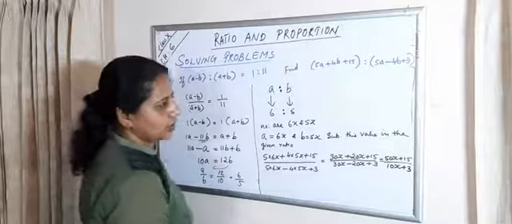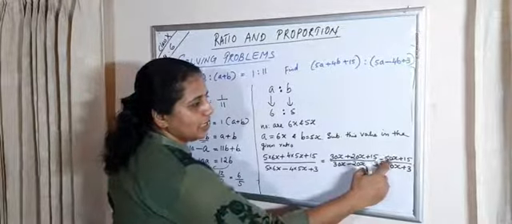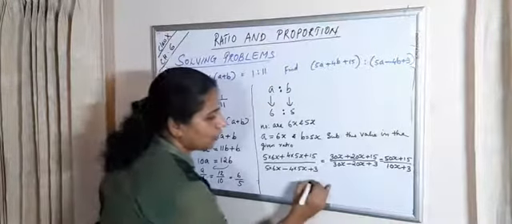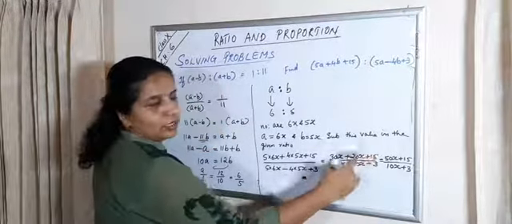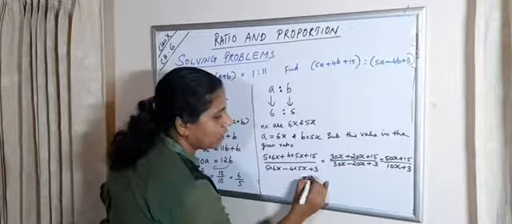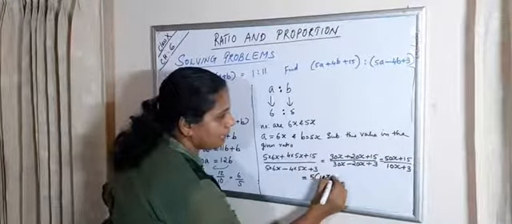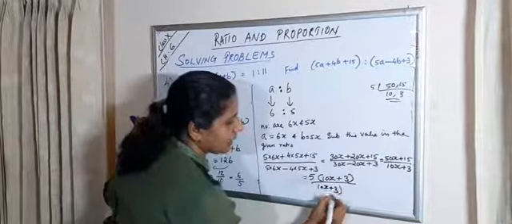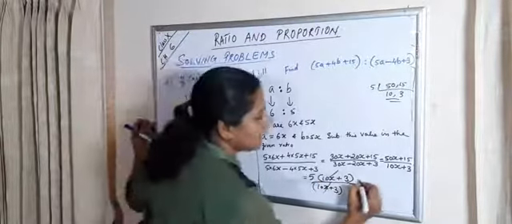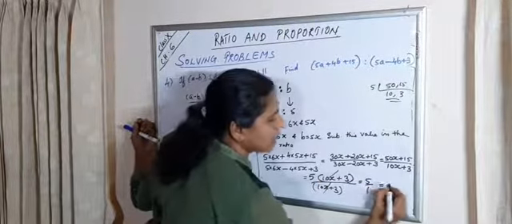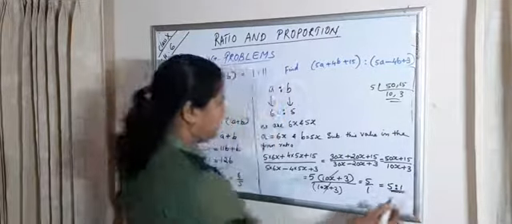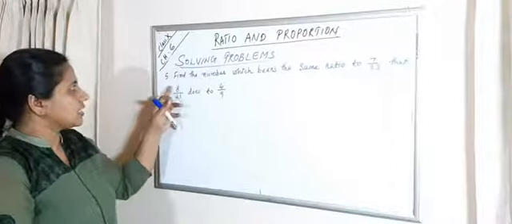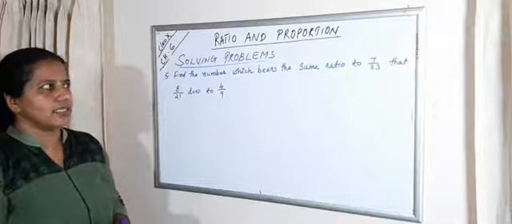Okay? Now you can take 50 and 15. Both are multiples of 5. So you can take the common number 5 outside. That is 5 into 10x plus 3 divided by 10x plus 3. Cancelling these two, we will get 5 by 1. That is equal to 5 is to 1. Okay, 5 is to 1. Clear? Next question.